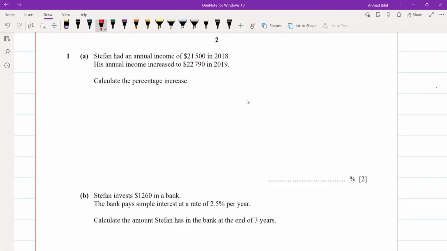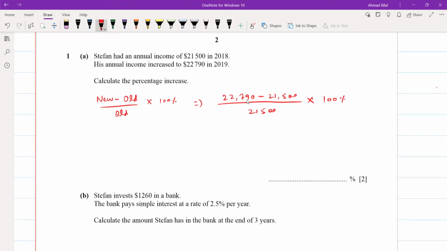So आपके पास एक amount है, वो increase हो कितनी हो गई है, आपको percentage increase find करना है. So how do you do that? You say new amount minus the old amount divided by the old amount multiplied by 100%, and that's going to give you the percentage increase. So that's 22,790 minus 21,500 divided by 21,500 multiplied by 100%.